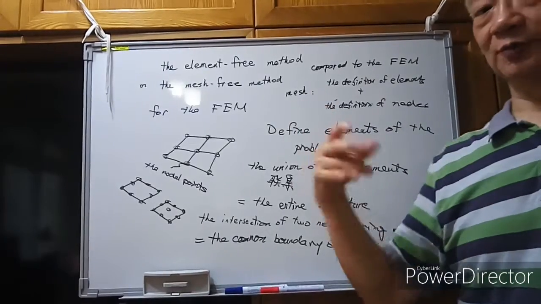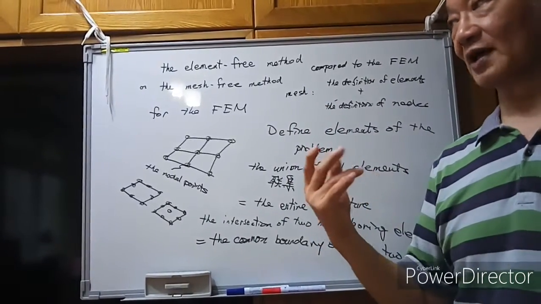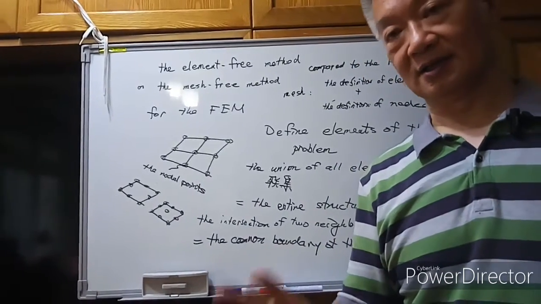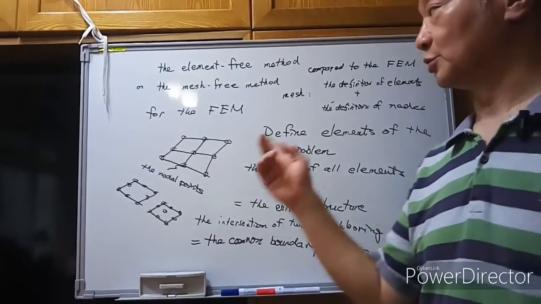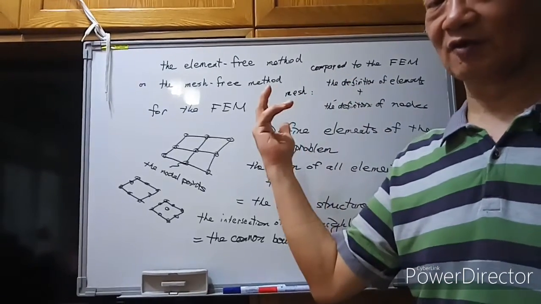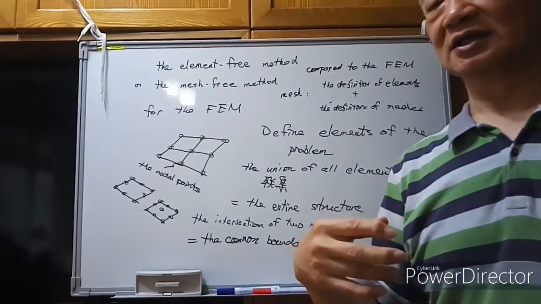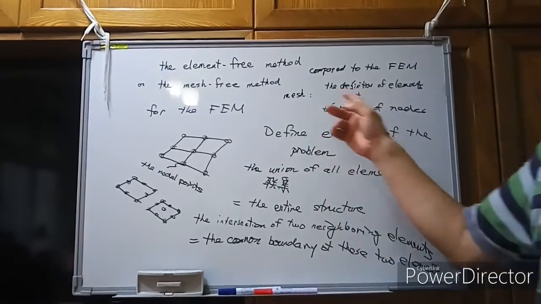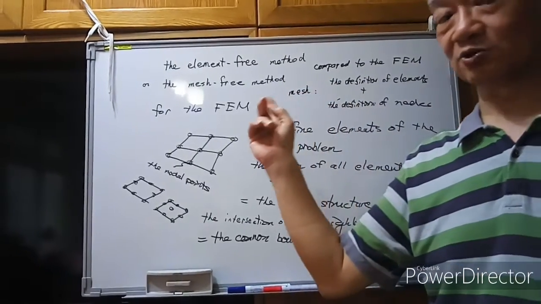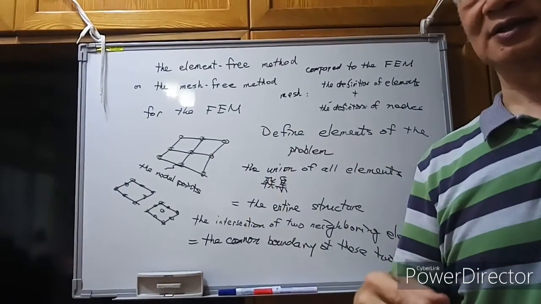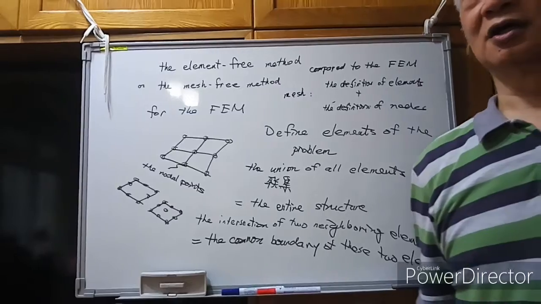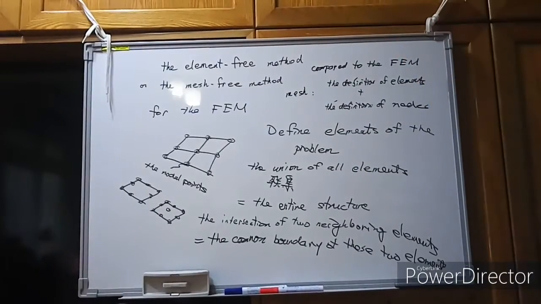And what is the automatic mesh? The automatic mesh means the program will help you to define these two types of the information. And the program which can help you to establish the mesh for the problems, for this type of the method, it is also called the automatic mesh.